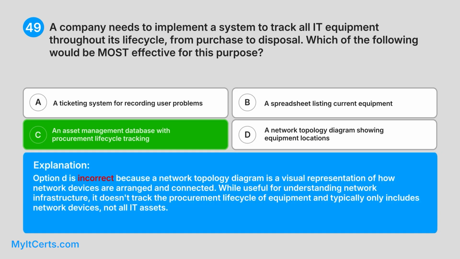Option D, a network topology diagram showing equipment locations, is incorrect because a network topology diagram is a visual representation of how network devices are arranged and connected. While useful for understanding network infrastructure, it doesn't track the procurement lifecycle of equipment, and typically only includes network devices, not all IT assets.